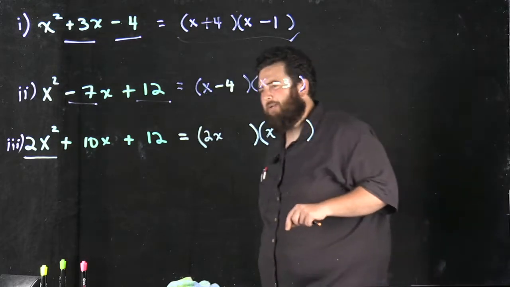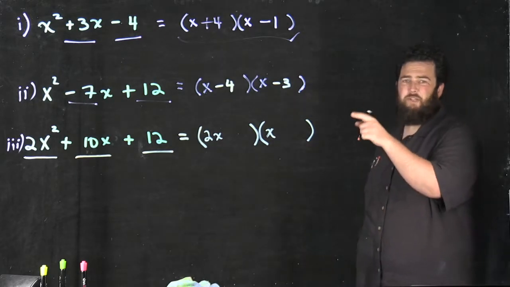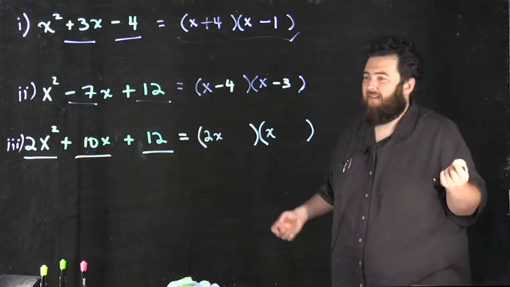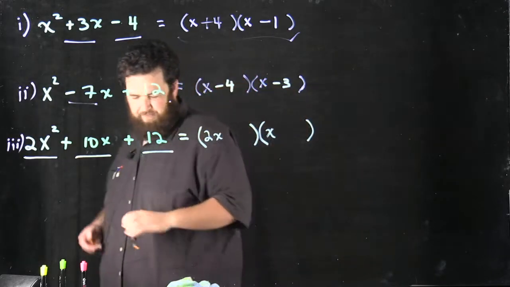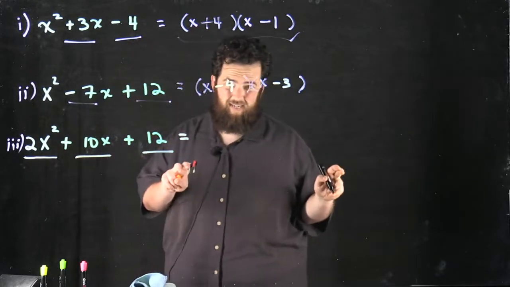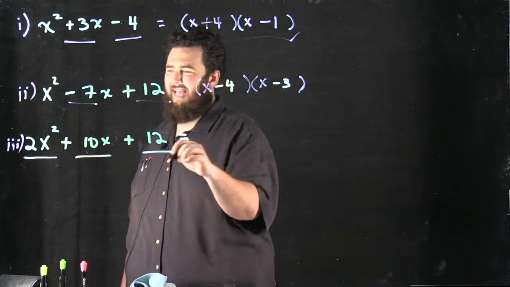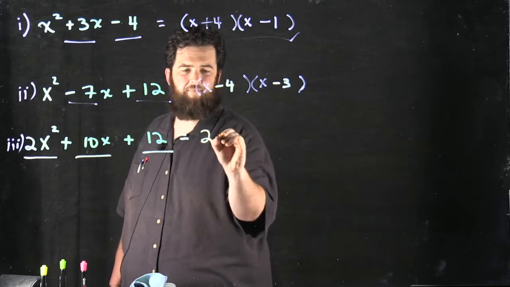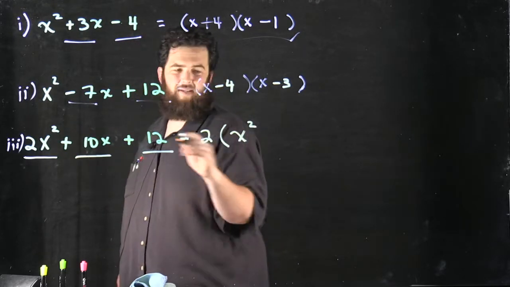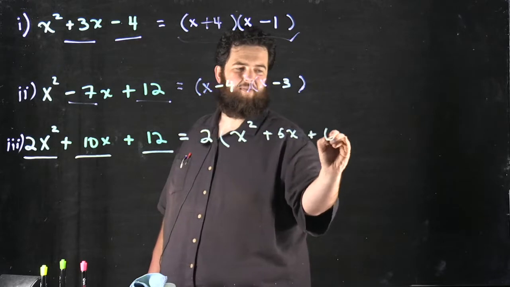On this third one, what's something that you notice about all 3 of these terms? The coefficients of each one of those terms has a factor of 2. What I mean is that they're all even. Well, if they all have a factor of 2, then it looks like we could actually factor out a 2 from each term. Now what does that mean? It means that I could rewrite this expression as 2 times something. 2 times x squared, 2 times 5x equals 10x, and 2 times 6 equals 12.